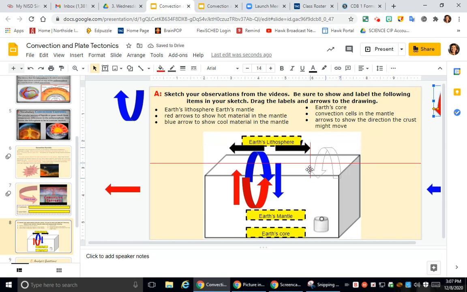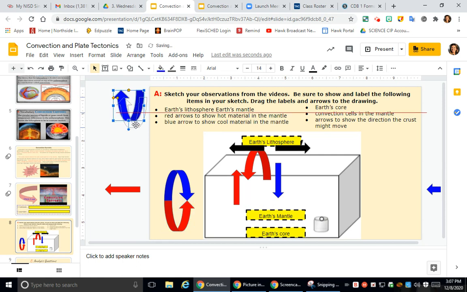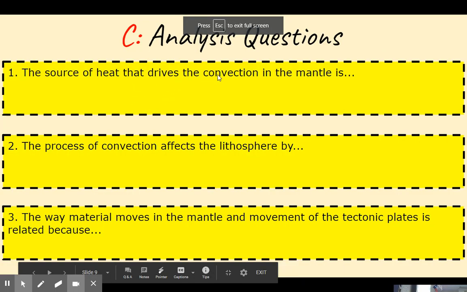Sometimes it depends on what arrows you're really using. I think maybe a better way would be to reverse that. Okay, let me drag these guys over here. And that kind of shows it better. So, looks good to me. So as we have that convection currents happening underneath our crust, it's going to drag that crust apart. Okay? So let's look at some analysis questions.